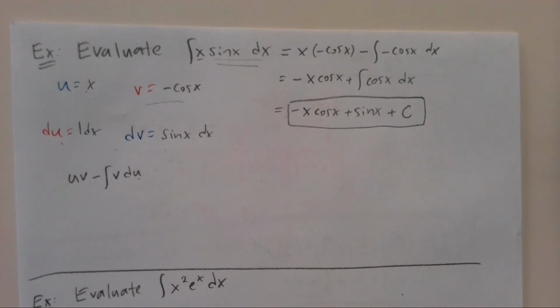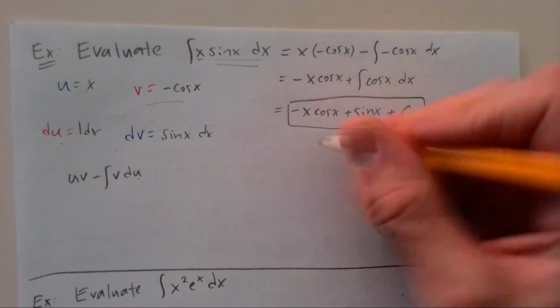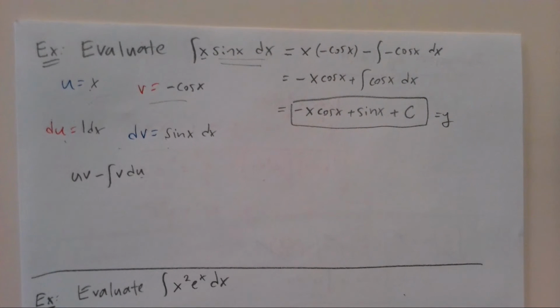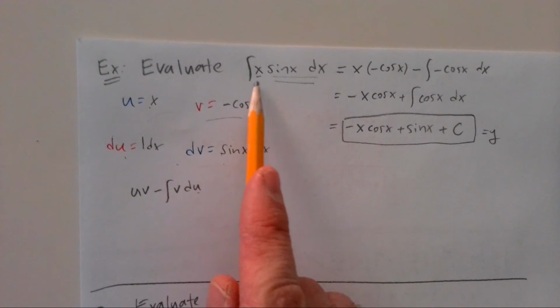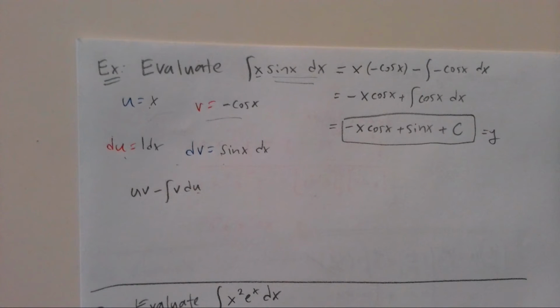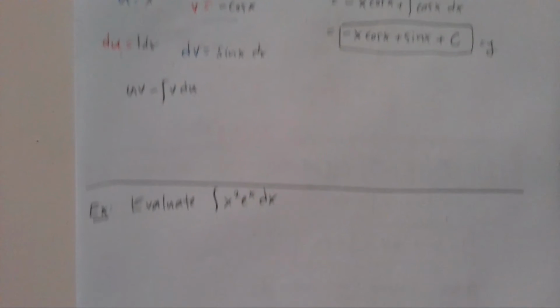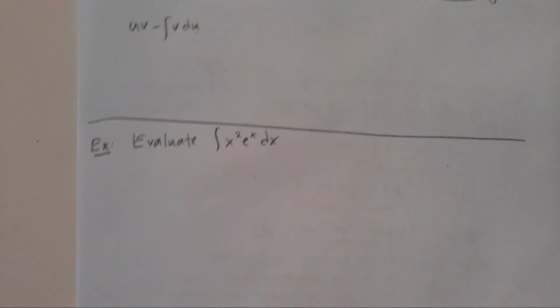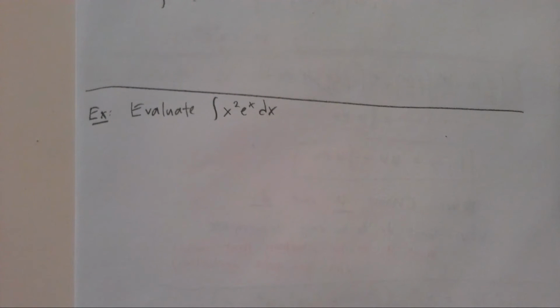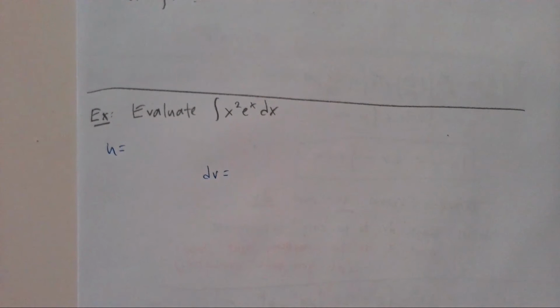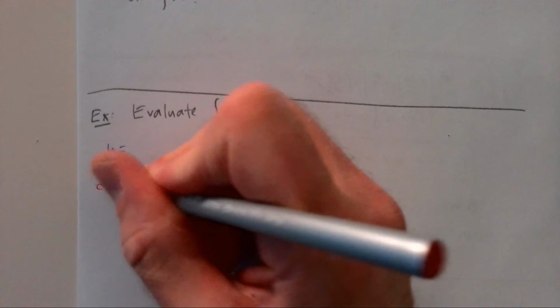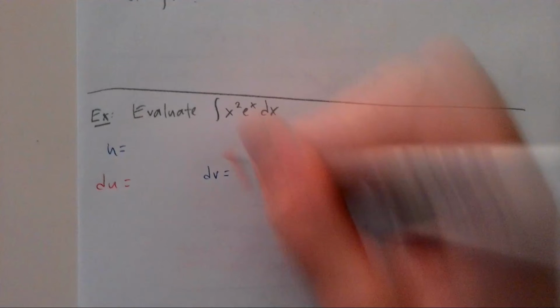And if you're at all curious whether you have the right answer, you can take the derivative of that thing. It's good practice. Take the derivative and make sure that you end up with x sine of x. The next example here, I've got x squared e to the x. Same story. We need to figure out what we should define as u, what we should define as dv, and based on how we choose those things, what du will equal and what v will equal.